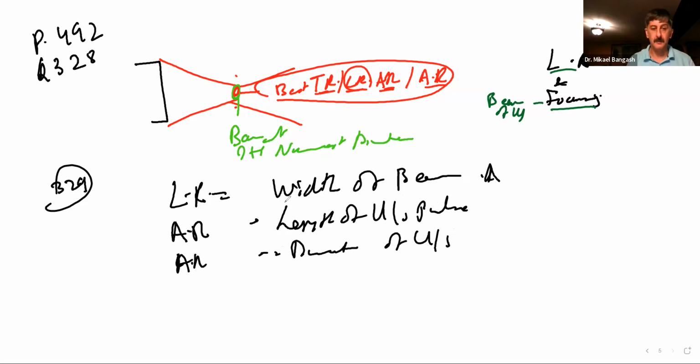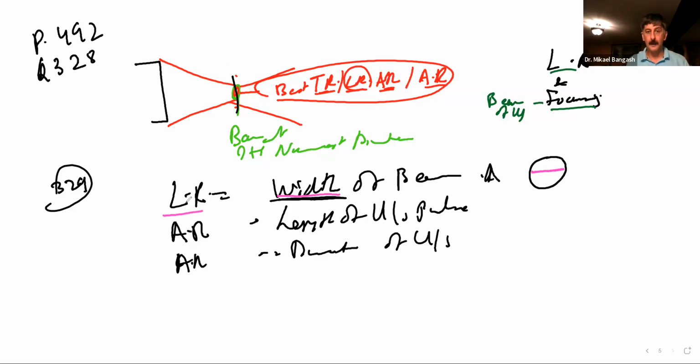Now please keep in mind, guys, this is the option width. If we said this was the beam in a cross section at any point, let's say here, this dimension would be the width, and that is going to determine your lateral resolution.